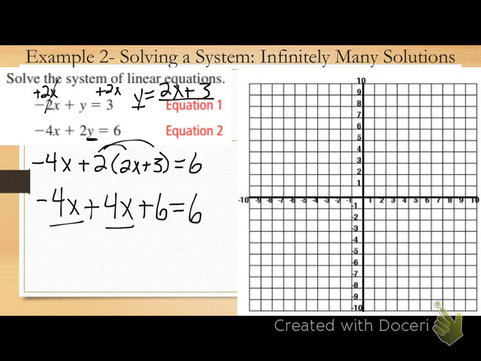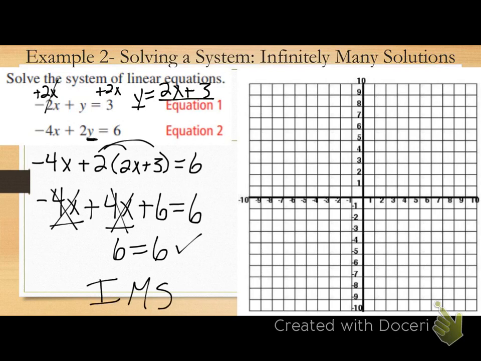Next step. Combine your like terms. I get negative 4x plus 4x. What happens there? They cancel each other out because that'd give me 0x, right? Or just 0. What am I left with? 6 equals 6. So similarly to no solution, my variables cancel each other out, didn't they? With no solution, though, I was left with a false statement. Am I left with a false statement here? No, I'm left with a true statement. 6 does equal 6. So what do you think my answer is?